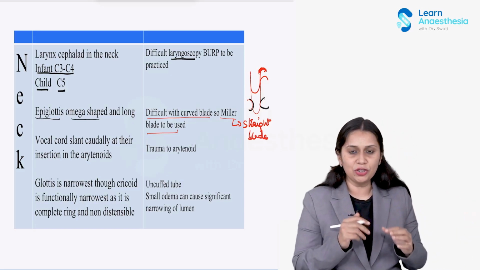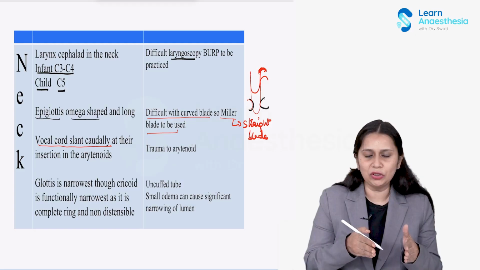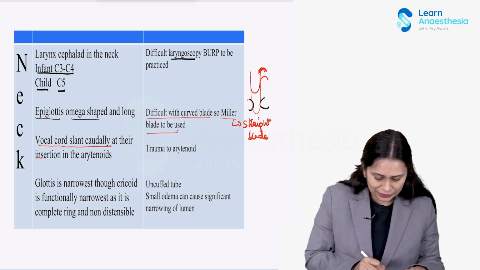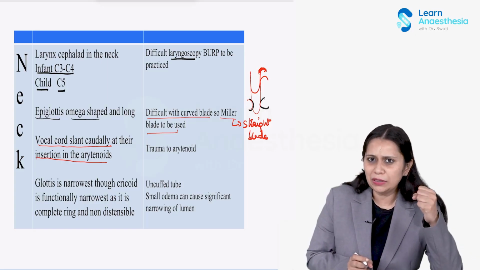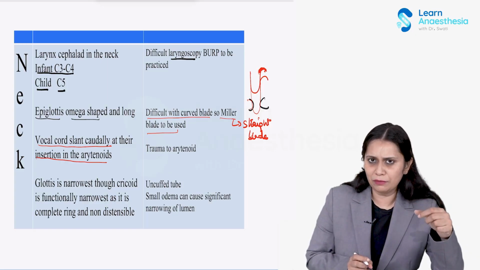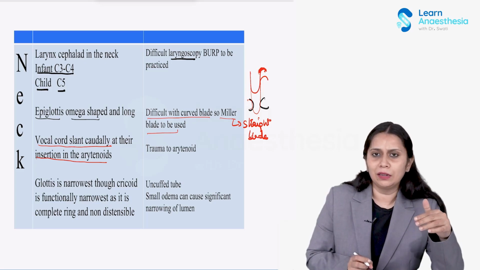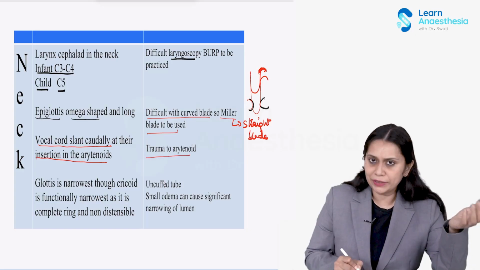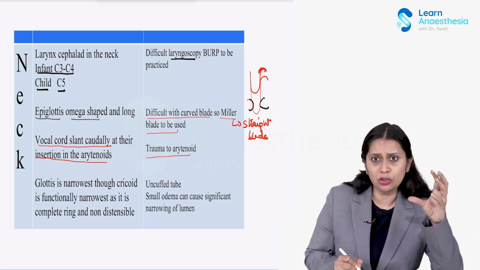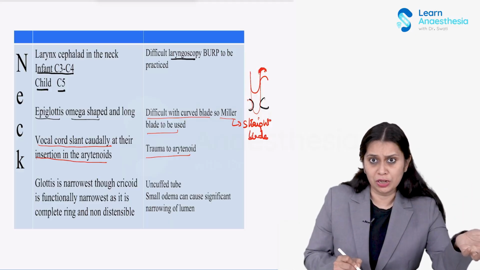Now, their vocal cord is slanted caudally at its insertion in the arytenoid. So when we are doing laryngoscopy to visualize the vocal cord, there is a huge chance of the arytenoid getting traumatized, right? Trauma to the arytenoid is quite common, and it can cause bleeding and swelling of the arytenoid, and again it can cause obstruction later on.